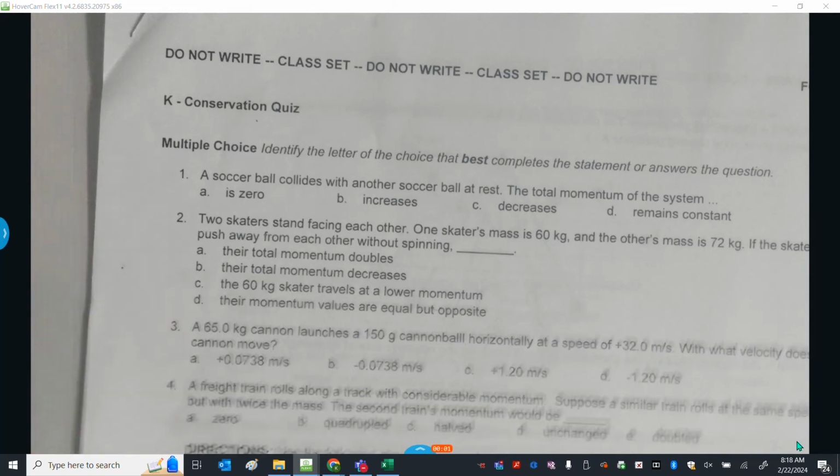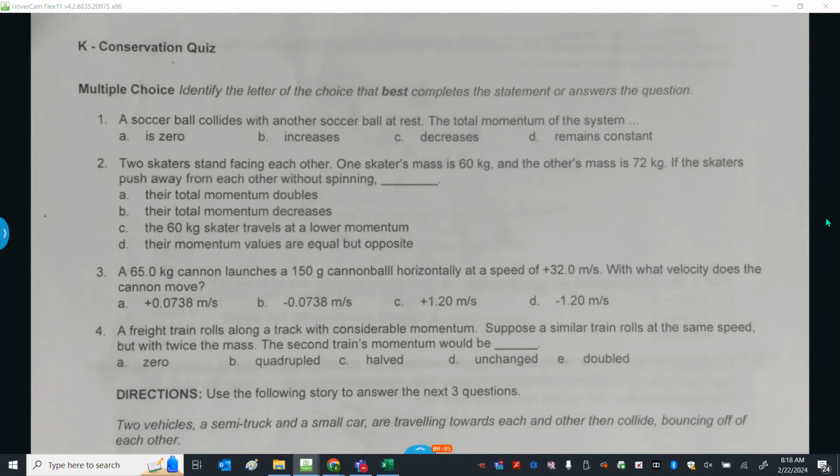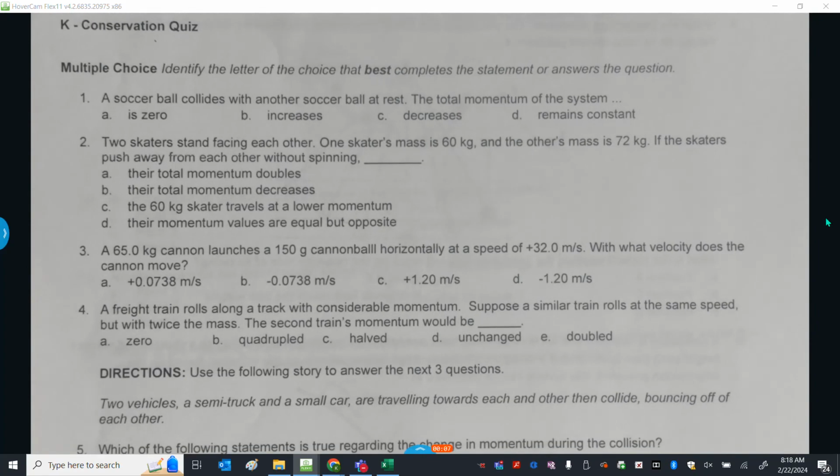Please don't go. So I have in front of me right now Form A from the conservation quiz that you guys took yesterday. If you don't have Form A, if you took a different form, you might have to skip around to find the questions because I'll be going in order of the ones on my screen. But we're going to go over this, and then if you have questions as I'm going over it, please ask.